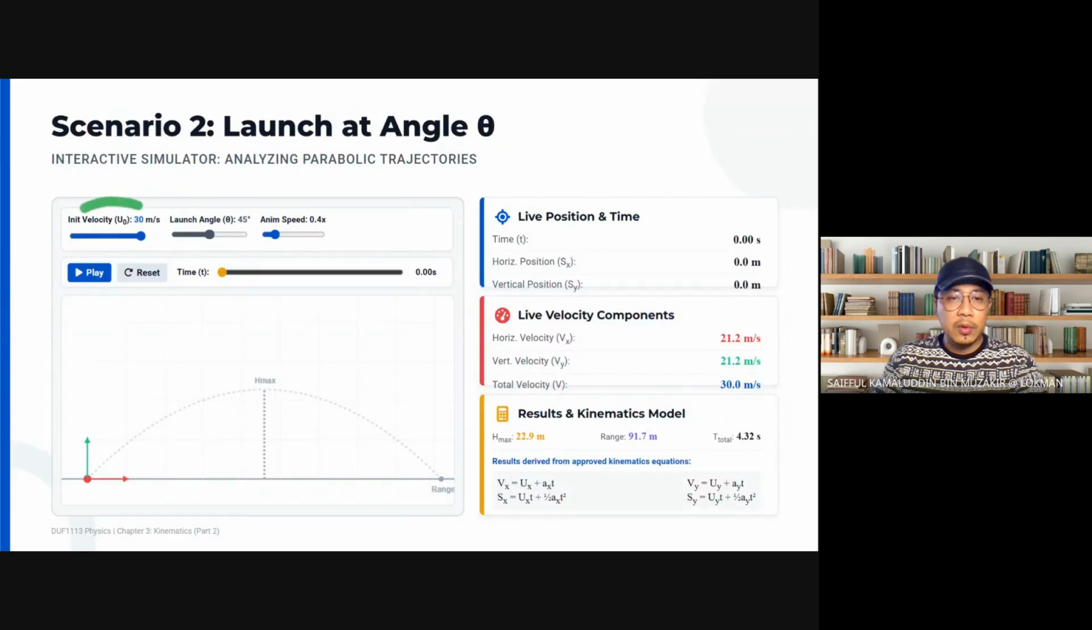Now we have the U, and remember, if you are given U, we need to resolve it into UX and UY. How? UX equals U cos theta, UY equals U sin theta. You need to calculate UX and UY first. After you have calculated that, then look at the question. What are the things that you need to calculate? If U and launch angle are given, you could calculate UX and UY. After that, I could ask you to calculate the SY.